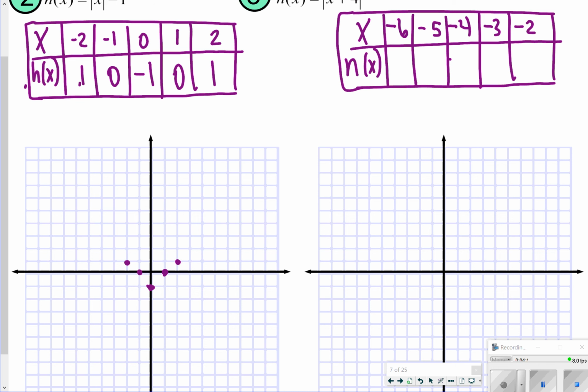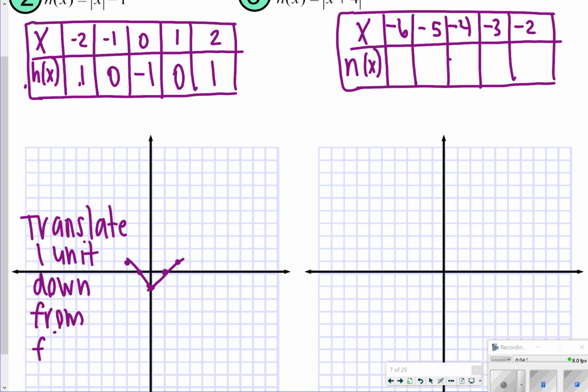So here's what my line looks like, and according to the parent function, this was translated 1 unit down from f of x is equal to absolute value of x. Okay, the domain and the range, domain would still be all real numbers, and then the range just needs to be y is greater than or equal to -1.